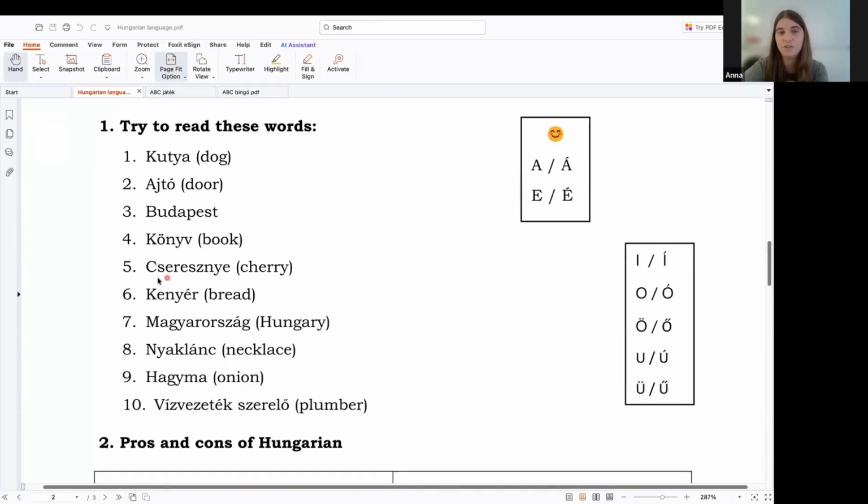Okay, as you can see, we have lots of double letters. CS together is a ch, e, r, e. SC together is a s, and y, ñ, and e. So ch, e, r, e, s, ñ, e. Cseresznye, cseresznye. Okay, E's are the same pronunciation. It's always just e. Cseresznye, cseresznye. Okay, six, you try?